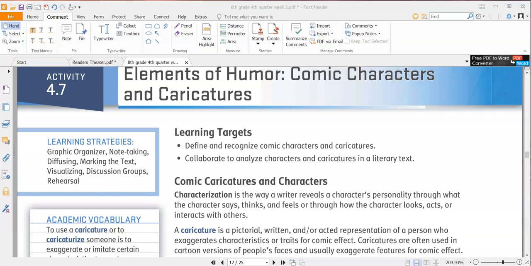Characterization is the way a writer reveals a character's personality through what the character says, thinks, and feels, or through how the character looks, acts, and interacts with others. So I want you to pay particular attention to this because you're going to be learning about it over and over and over again as you go through your English classes throughout middle school and high school. Characterization.